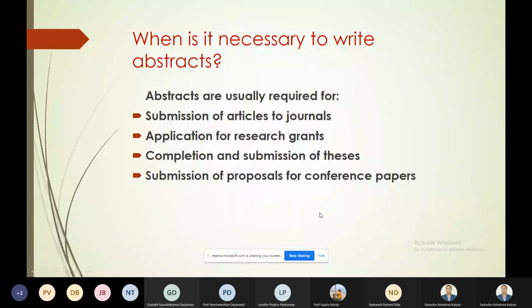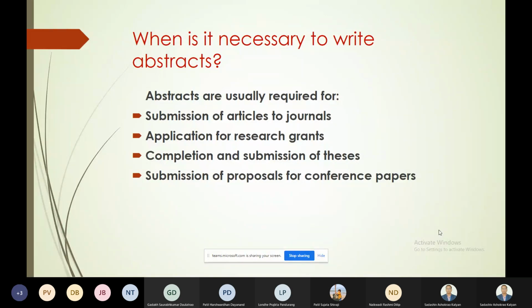Now we also have another question in our mind: when is it necessary to write an abstract? This question can naturally come to mind, and the answer is like this. Whenever we want to submit an article to a reputed international journal, at the same time, the abstract is also used to get a grant, to get permission from the government sector.